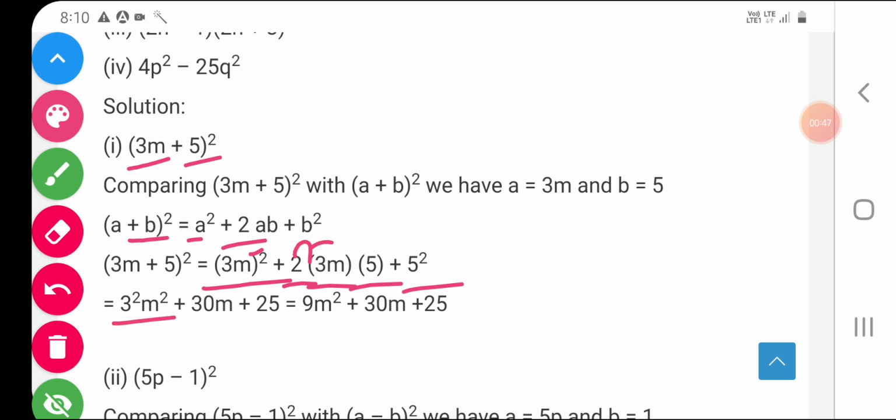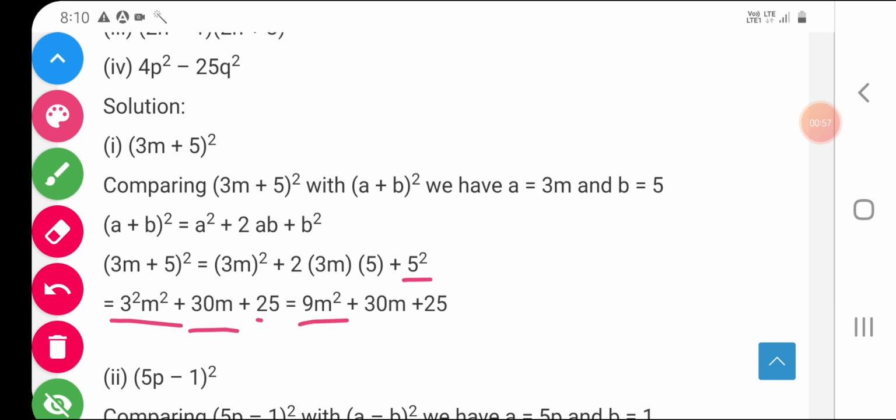When we multiply the numerical values, 2 into 3 is 6, 6 into 5 is 30m. Now 5 square is 25. Here 3 square value is 9. So 9m square plus 30m plus 25 is our final answer.